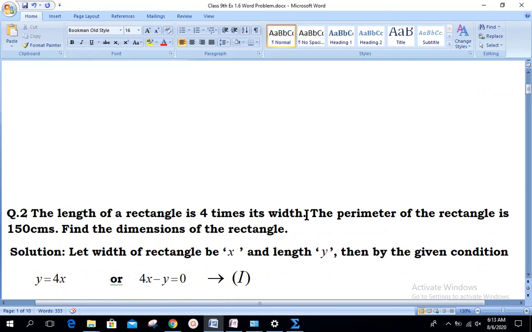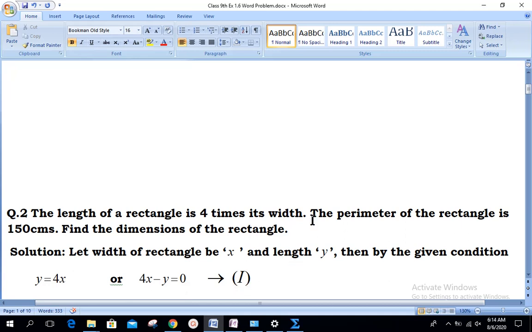I am taking you towards the solution first, but it will be easy for you to understand the whole problem. So far I have just talked about the first sentence. The length of a rectangle is 4 times its width. We suppose width of rectangle be x and length y, then very clear that y is equal to 4x. What we do, we convert it into simple linear form, keeping x first and y second. We have 4x minus y is equal to 0. This is our equation number 1.